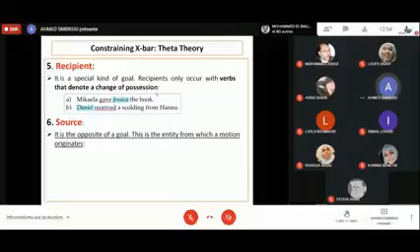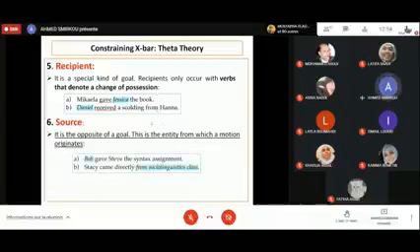It's the opposite of a goal. We have the source and we have the goal. This is the entity from which an action, a motion originates. For example, when I say Bob gave Steph, Steph is the goal, or the recipient, so Bob is the source. The source is the entity from which the action starts. Bob is the one that starts the action. So again here, Bob is both a source and an agent.